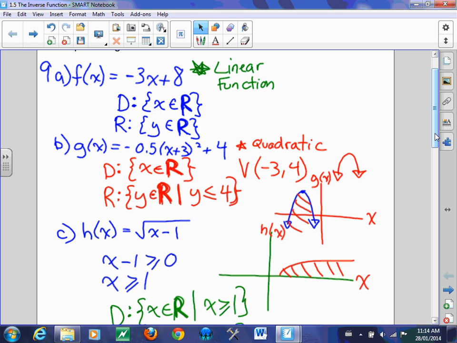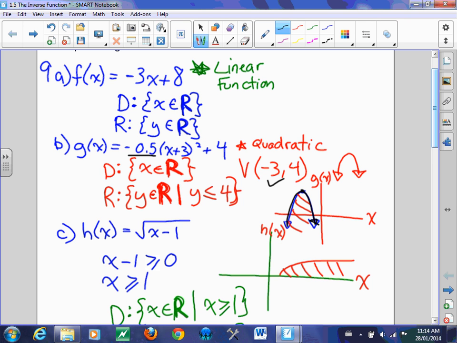Looking at b, ladies and gentlemen, you should have noticed that this is a quadratic relation, so it's a parabola when we graph it. Your vertex, ladies and gentlemen, is negative 3 and 4. Okay, so you can plot that. And then taking a look at your direction of opening, guys, you know that it's down. Okay, so here's your relation here.